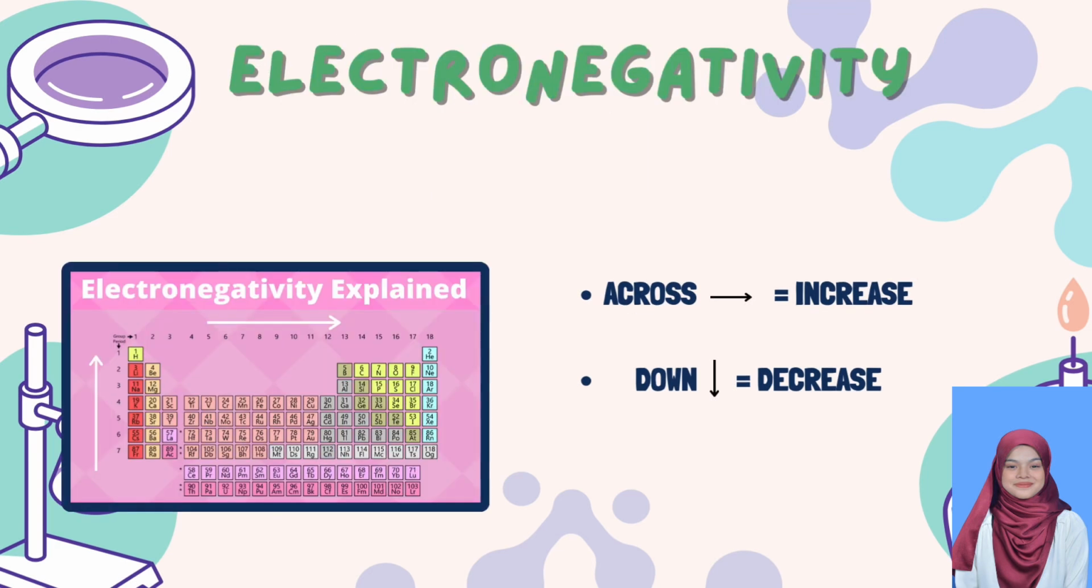Next, electronegativity. Electronegativity is how strongly an atom attracts electrons when bonding. Across the period, electronegativity increases because the atoms are smaller and the nucleus is stronger. Down the group, electronegativity decreases because the atoms are bigger and electrons are far from the nucleus.